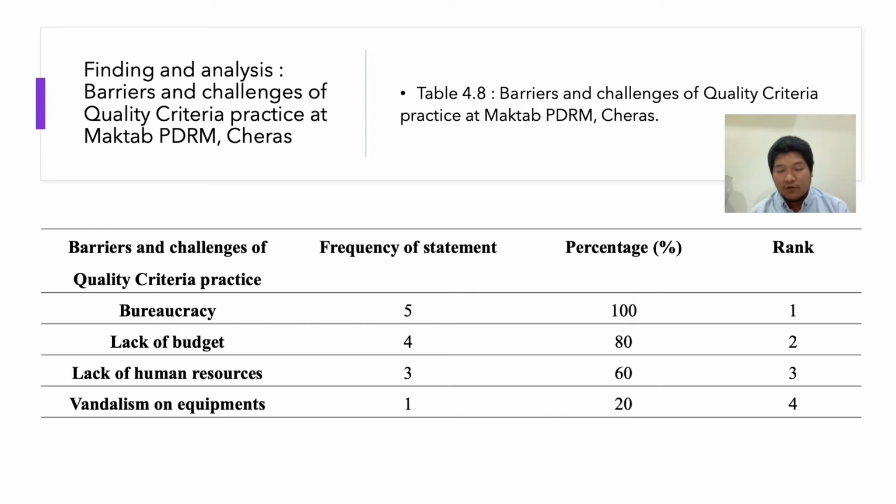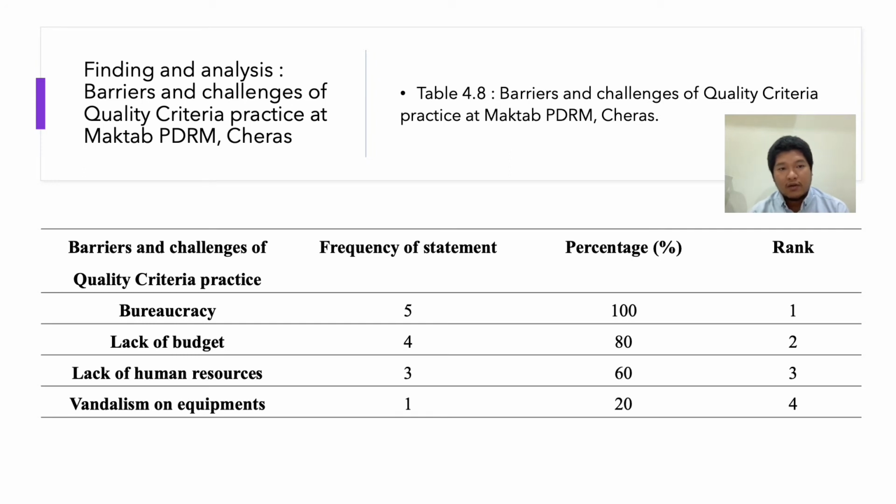And lack of human resource is also included, which is number 3. For example, they stated that some participants have to hold more than one portfolio. They have to do more work than they are supposed to do. So sometimes quality is being overlooked because of that. So it's a challenge for personnel at Maktab PDRM Cheras.